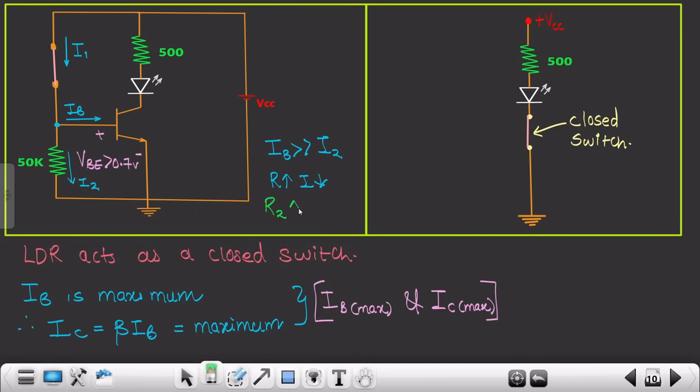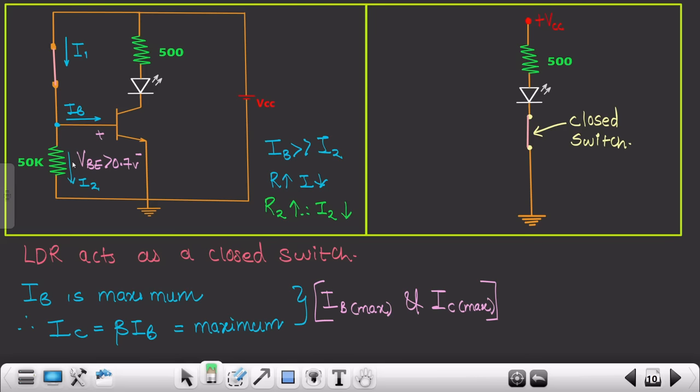So R2 is maximum, and therefore your I2 is minimum. That's why we connected a high value of resistor over here, that is 50 kilo ohm, so that there would be very little current flowing through this particular path. On the contrary, there would be a high amount of current flowing through this part. And if IB is high, then obviously the output current would be maximum.